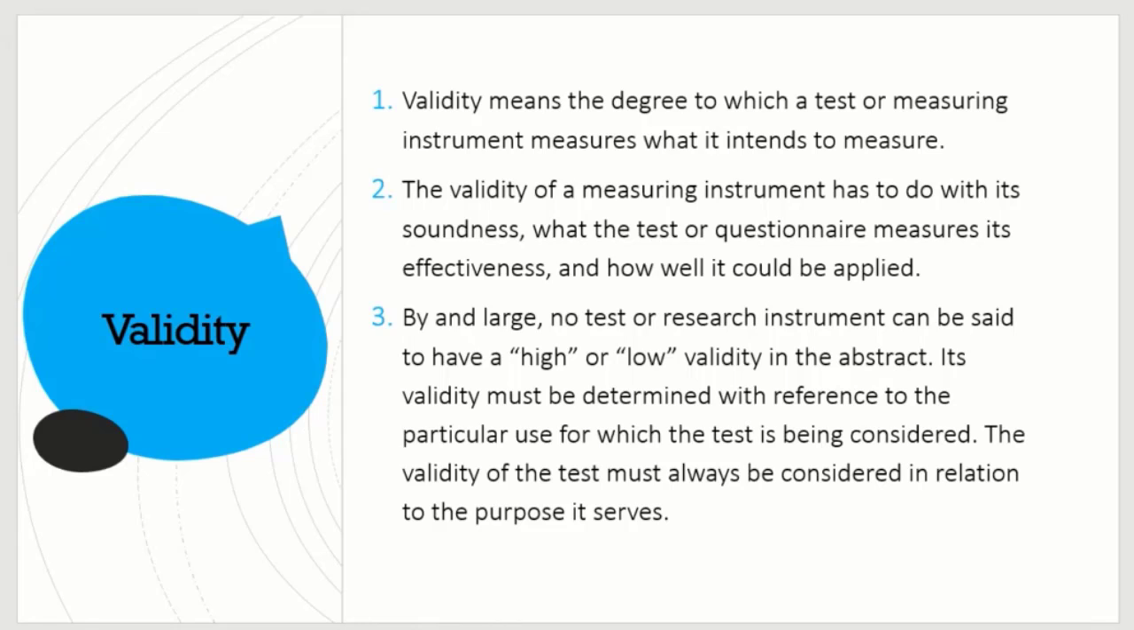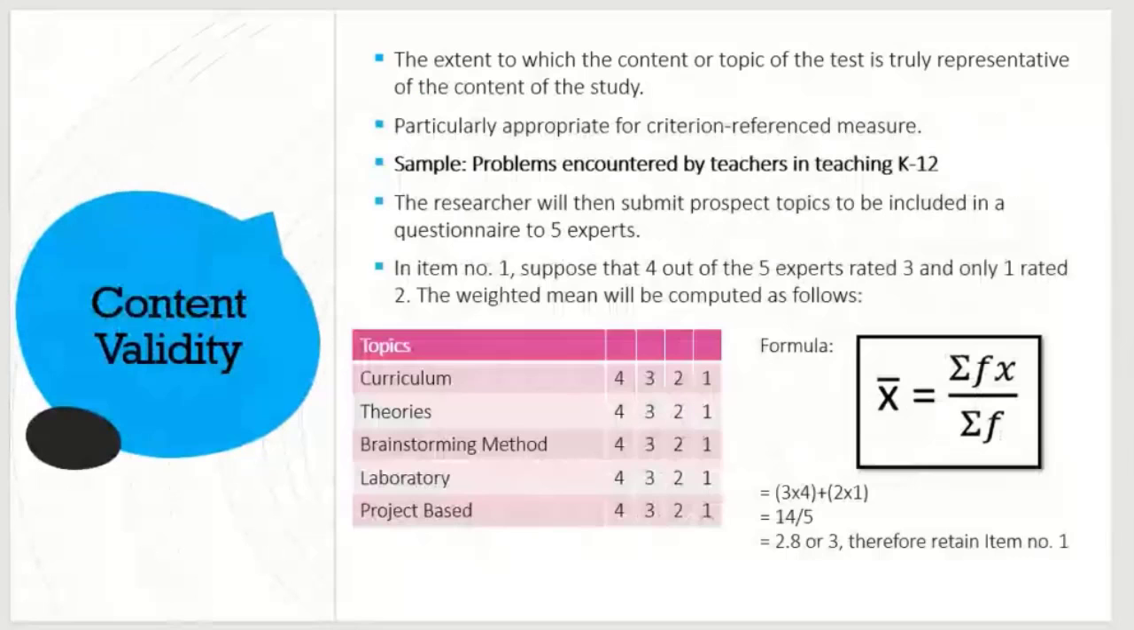You cannot possibly measure it against, let's say, written calculations. Hindi siya appropriate, no? Kasi mental problem solving skills yung study mo, and then you're going to measure it against the mathematical test that you are doing. Iba-validate mo siya against something about the written calculation. It's not related, no? So again, the validity of the test must always be considered in relation to the purpose it serves. So the extent to which the content or topic of the test is truly representative of the content of the study. This is content validity.